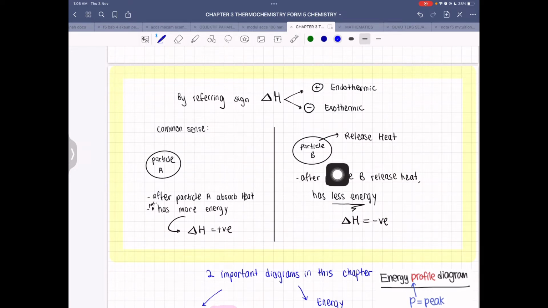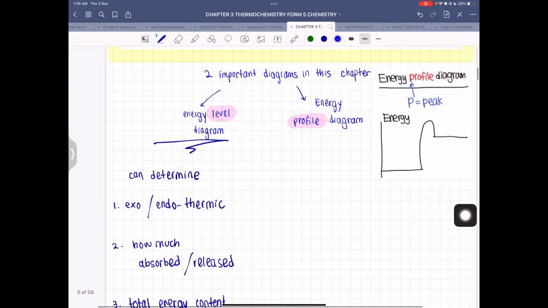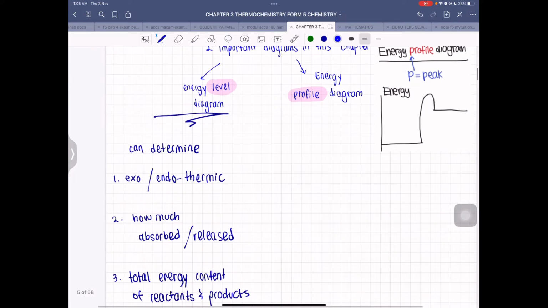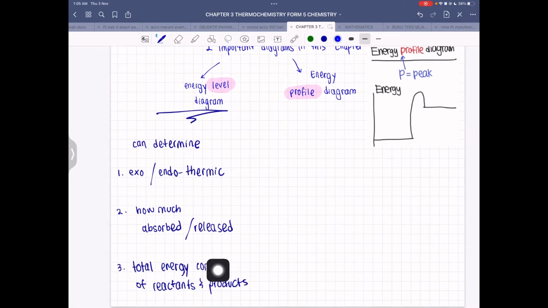Okay, so as I mentioned just now, there are two important diagrams that you have to know how to interpret in this chapter. Number one is the energy level diagram. Number two is the energy profile diagram. With an energy level diagram, you can determine whether it's exothermic or endothermic, how much heat is released or absorbed, and the total energy content of reactants and products.